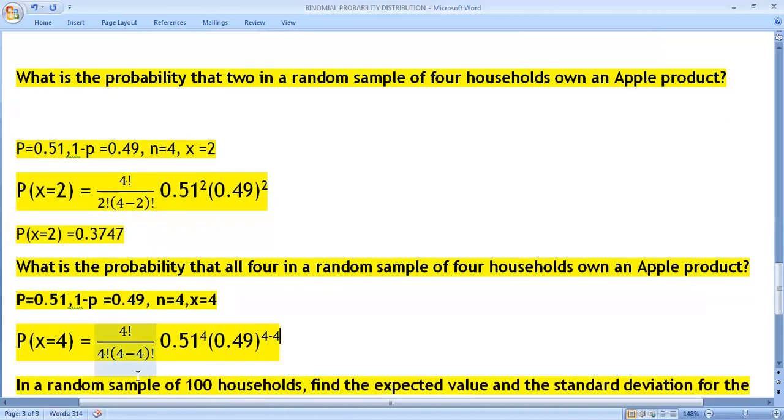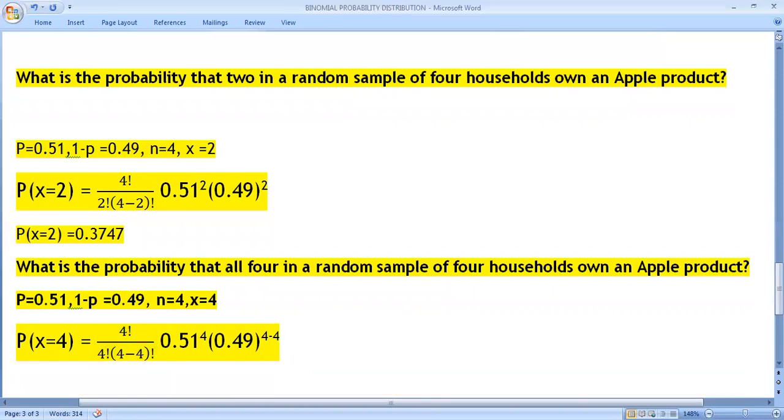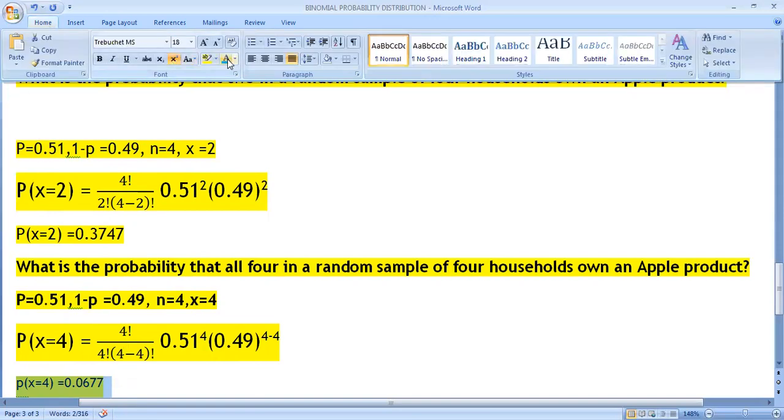So this probability equals what? Let us see the probability. So probability x equaling 4 equals what? The probability of x equaling 4 is 0.066677. That is the probability of x equaling 4.